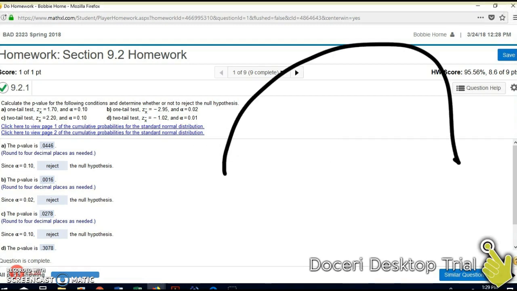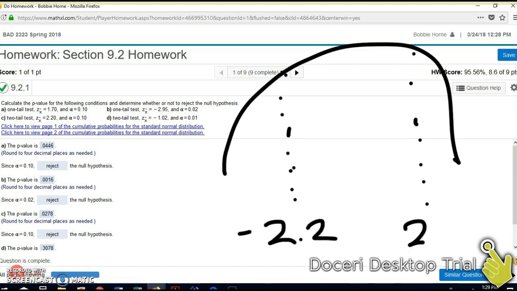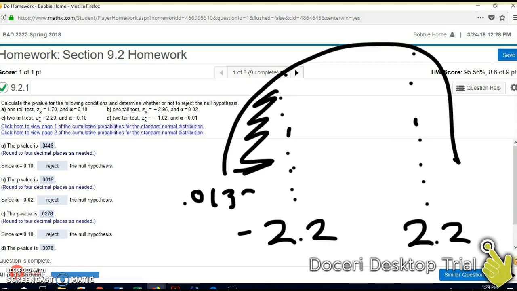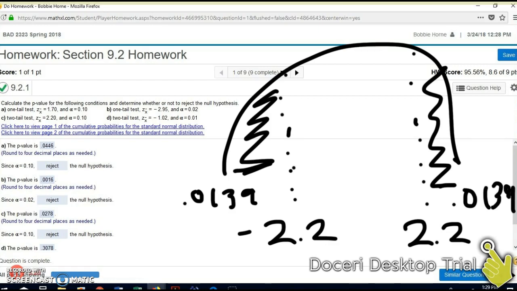First of all, since it's the two-tail test, we have to do negative 2.2 and positive 2.2. Since we know that this area here is 0.0139, that means this area here is also 0.0139. So we have two tails, so we can multiply that by 2, and that is how we get 0.0278. And 0.0278 is smaller than 0.10, and that is why we reject.